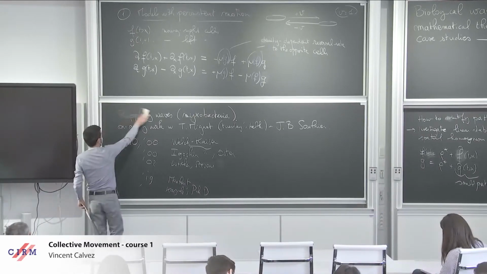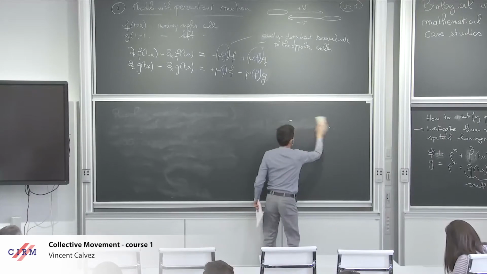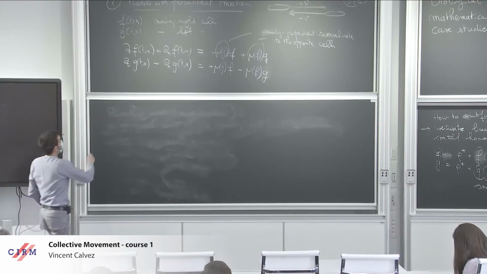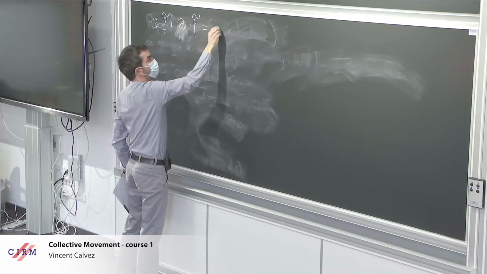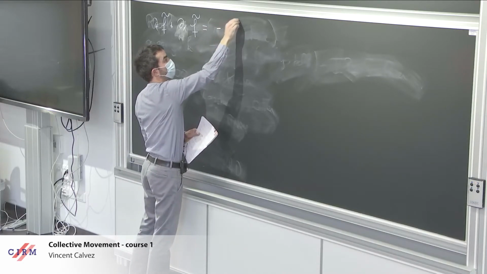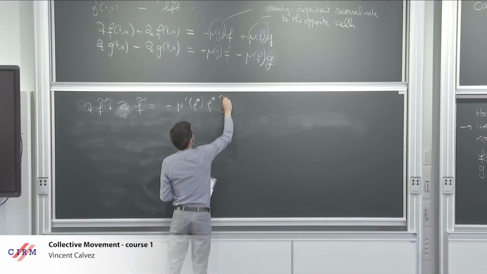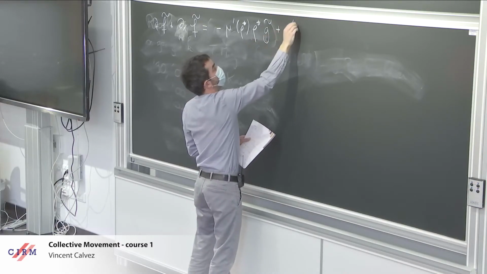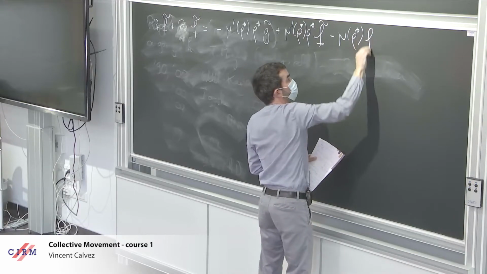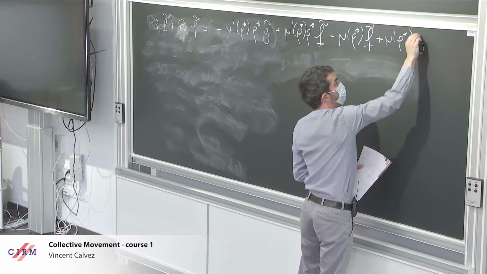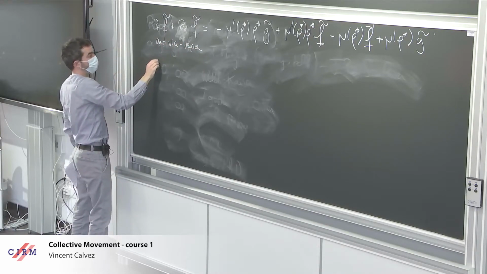So what does it look like? What you will find is dt f tilde plus dx f tilde, and there you get minus mu prime of rho star, the value of the homogeneous state, times rho star, because it's an f value, times g tilde, and you will get the same with the f, and then minus mu rho star f tilde plus mu rho star g tilde. And you have the same vice versa for the j.